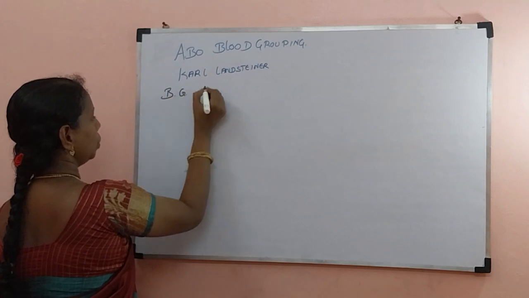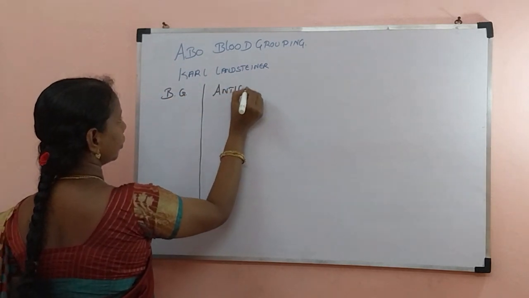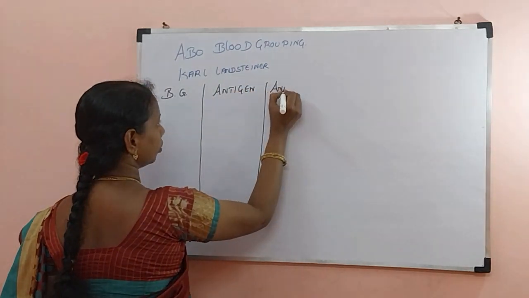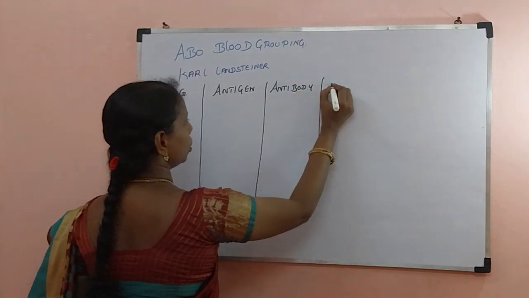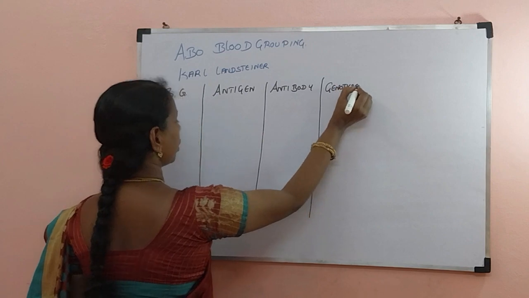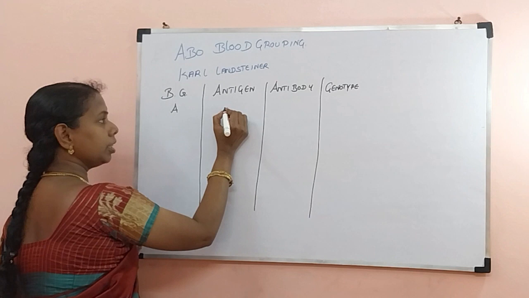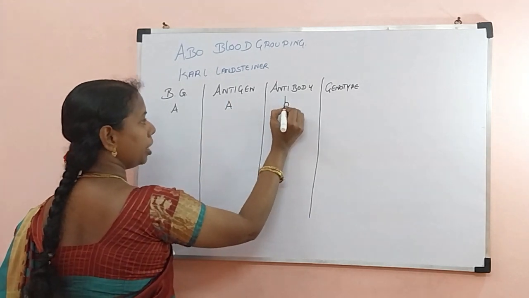So this is the blood group, antigen, and of course antibody and genotype. If we consider the A blood group, the antigen will be A only and the antibody will be B.